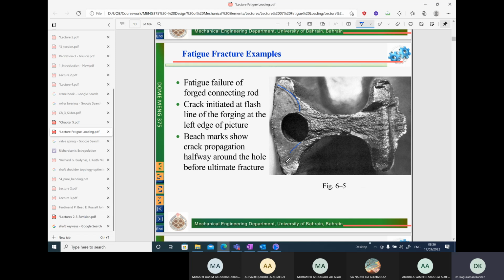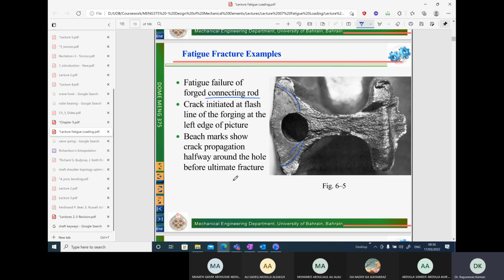All this region is beach marks, and then this entire region is brittle fracture. You can see a very shiny, rugged surface, and the surface shows that brittle fracture has happened. Since this area is extremely large, that means high nominal stress.